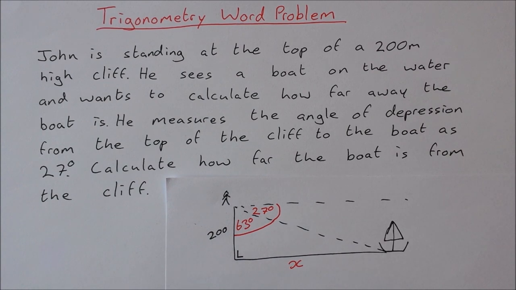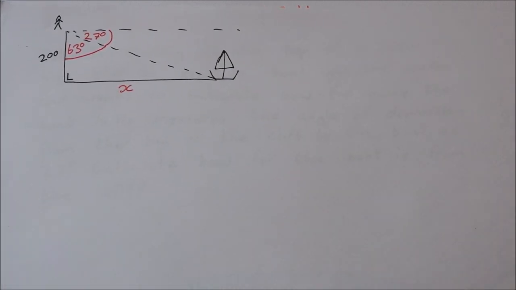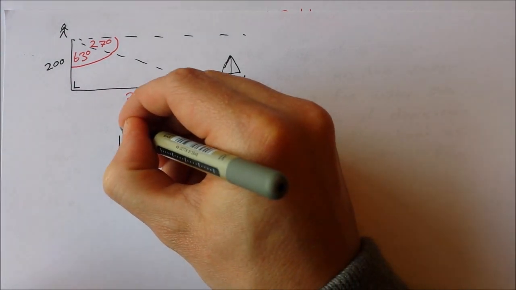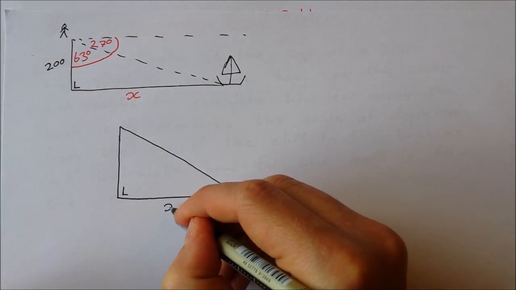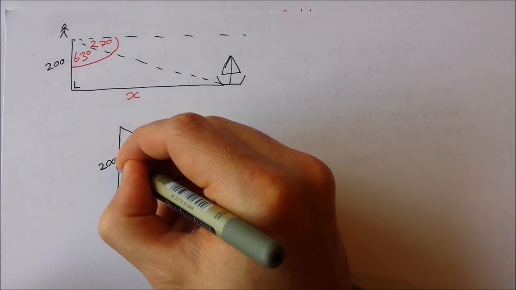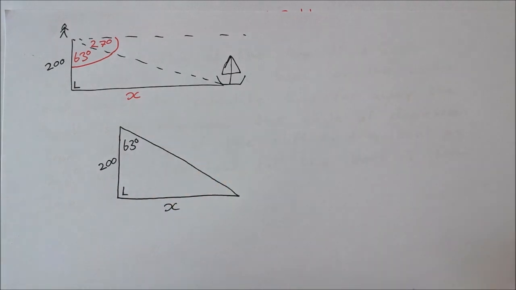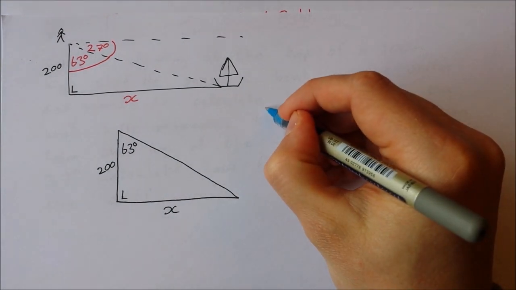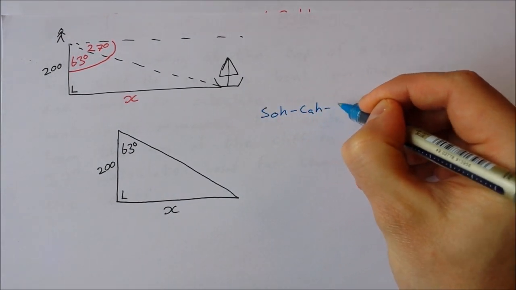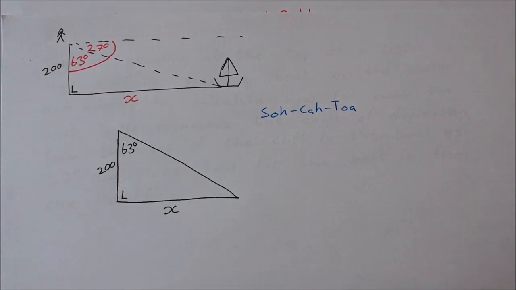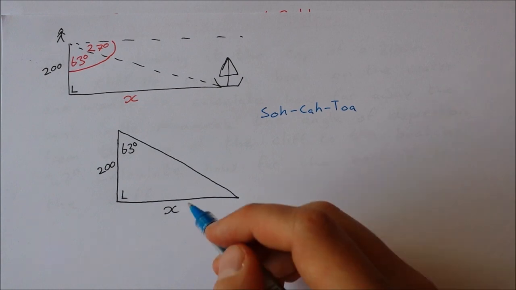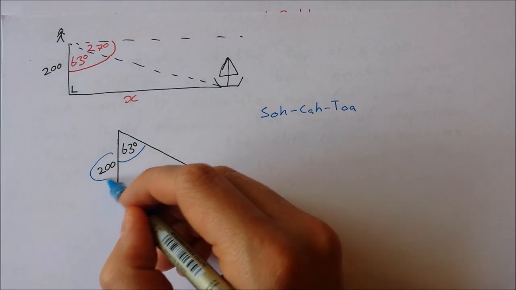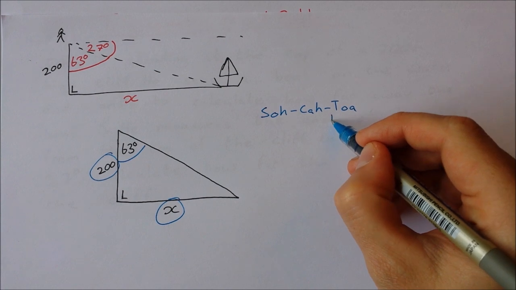So let's use this sketch to draw a right angle triangle and calculate our side x. So I'll put in my right angle, my side x, my side 200, and my angle 63 degrees. Now, when I'm dealing with trigonometry problems, I need to know SOHCAHTOA. I need this to know, am I going to use sine, cos, or tan? Now, according to 63 degrees, I have the opposite side and I have the adjacent side. So that means I'm going to use tan.